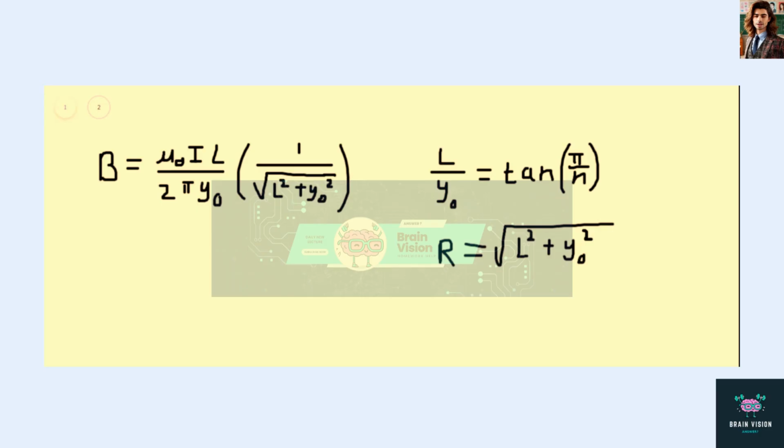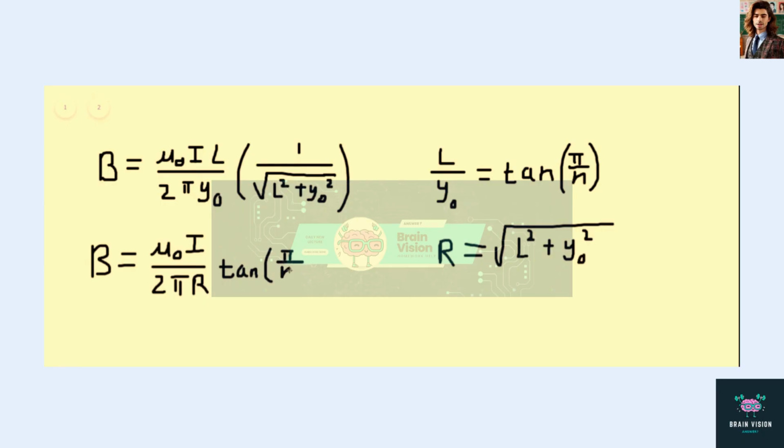Okay, so now we have these new values for L over y naught, which shows up in our B equation. And we also have a new value for L squared plus y naught squared. So we can go ahead and put these in, and we find that B here is equal to mu naught times I over 2 times pi times r, because I just replaced the L squared plus y naught squared with r. And now I'm going to replace L over y naught in the equation above with tangent of the angle pi over n. But that's just for the one side.